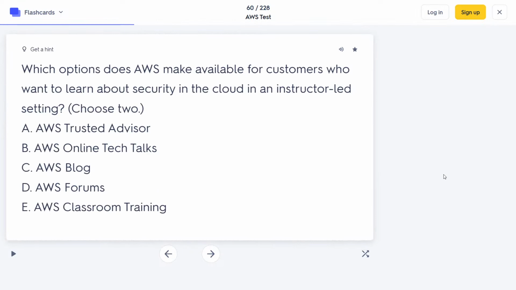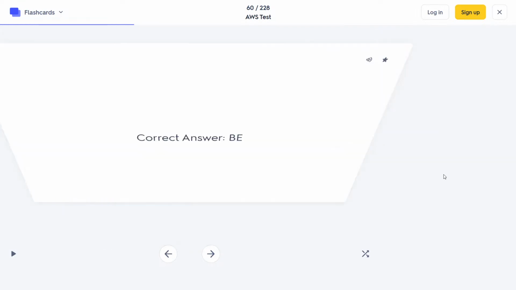Which option does AWS make available for customers who want to learn about security in the cloud in an instructor-led setting? So instructor-led AWS forum sounds like a written thing, so I will remove that. I will go with B, E.